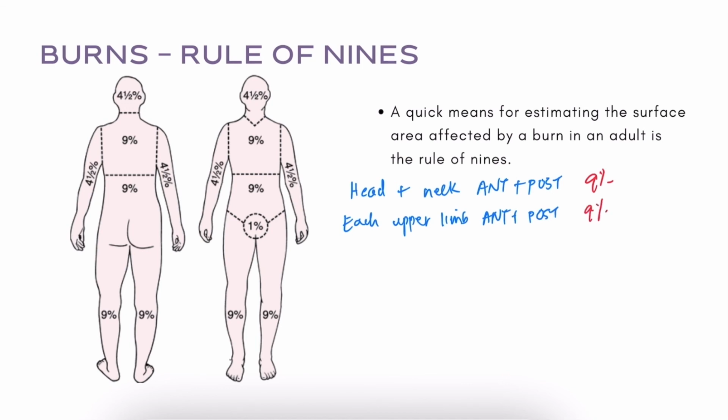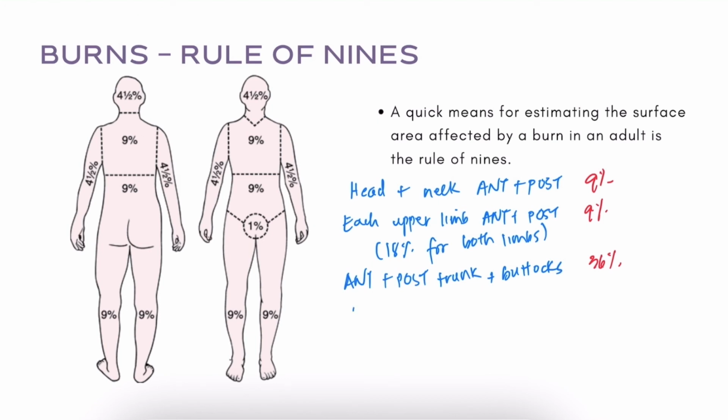So if we look at the picture right here, we count 9% if both the anterior and posterior surfaces of the head and neck are affected. So that's 4.5 anteriorly, 4.5 posteriorly. We count 9% for both the anterior and posterior surfaces of each upper limb. So that's 4.5 anterior, 4.5 posterior. That's 9% per upper limb, total of 18% for both upper limbs.